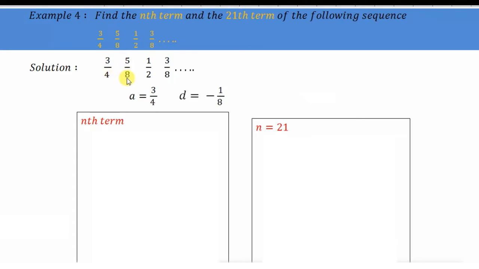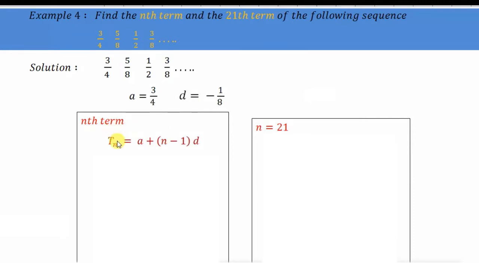D is negative 1 by 8. 5 by 8 minus 3 by 4 will give you minus 1 by 8. 1 by 2 minus 5 by 8 will give you minus 1 by 8. 3 by 8 minus 1 by 2 will give you again negative 1 by 8. So what is the common difference? The common difference of the sequence is negative 1 by 8.